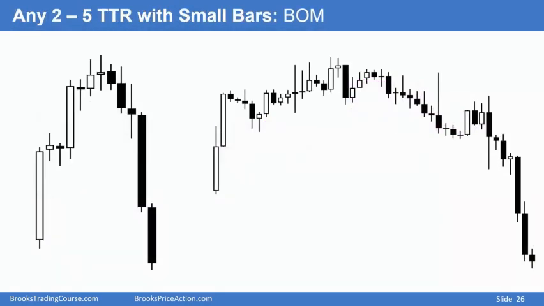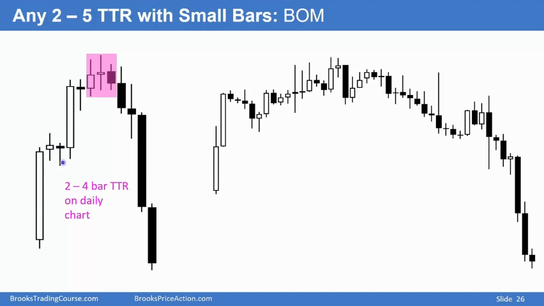Anytime you see a small tight trading range, 2 bars, 3, 4, 5 bars, with small bars, the market's in breakout mode. Let's say this is a daily chart on the left. And then we have a 3-bar tight trading range. It's not really an II because this bar is not inside that. This high is above that high. And it's not an IOI because this low is above that low. It is a small tight trading range in a bull trend.